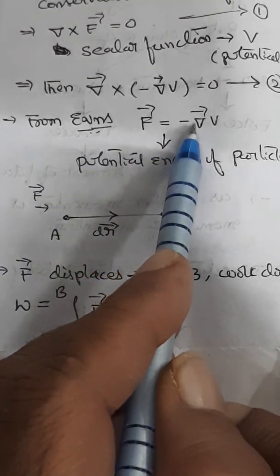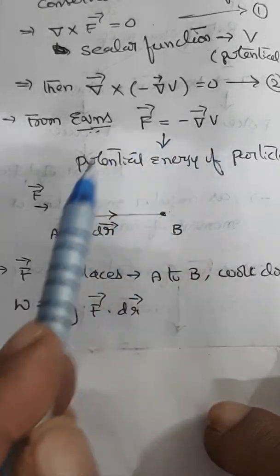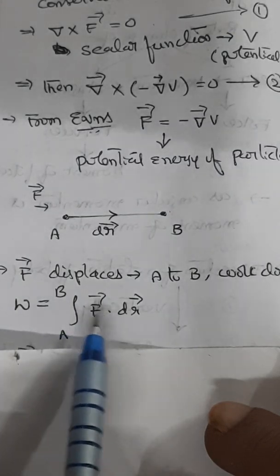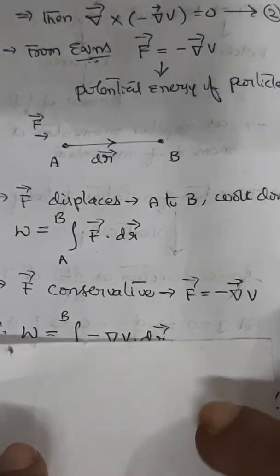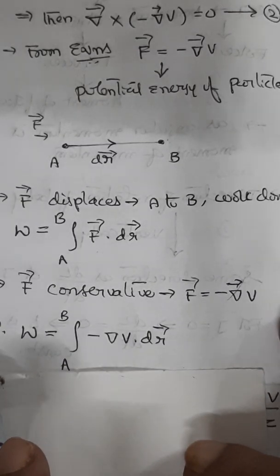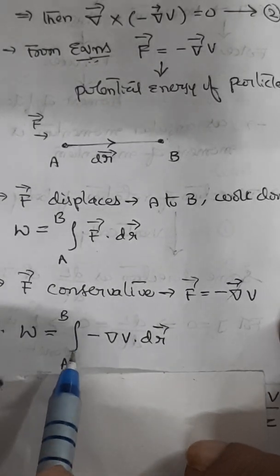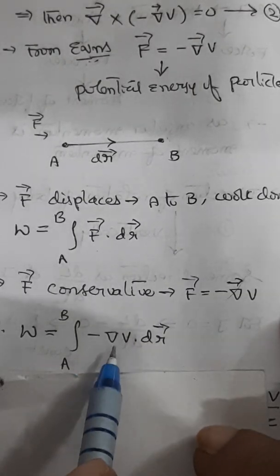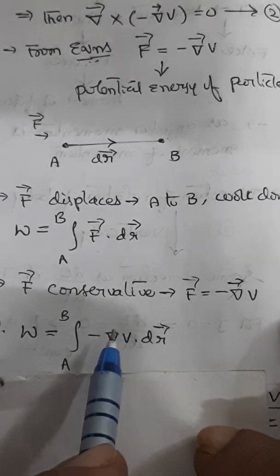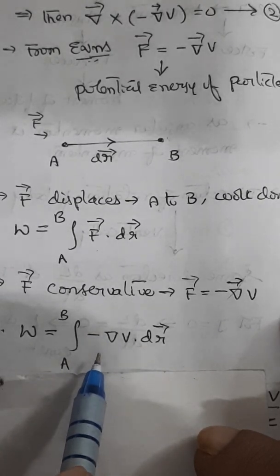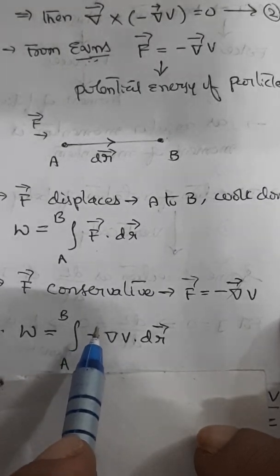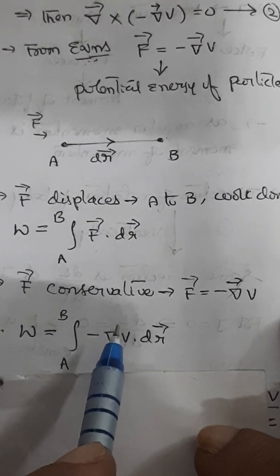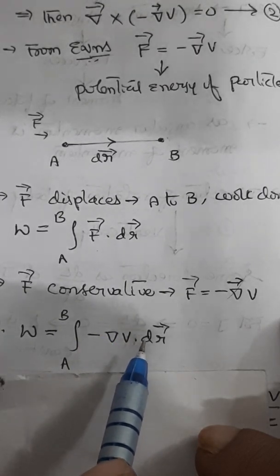F we already got as minus del V. Therefore, substituting F is equal to minus del V in this expression of work done, what we will get is W is equal to integral A to B of minus del V dot dr. Right? What is del V? Del V is nothing but, in unit vector terminology, we can give its components as dou V by dou x into i plus dou V by dou y into j plus dou V by dou z into k, like that.